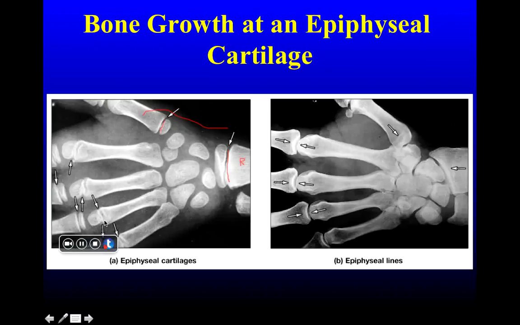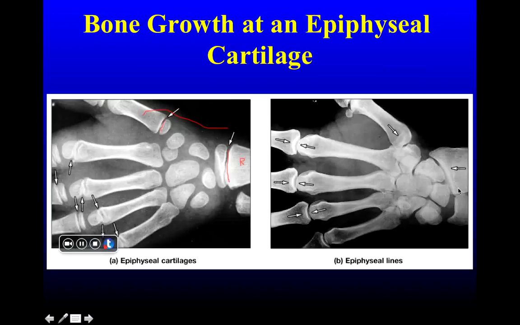But this is not an alarming x-ray, right? Even though it looks like there's a lot of fractures all around here. These aren't fractures. These are the epiphyseal cartilages. So this means that this bone is still growing. And look at the space between all the carpals. They're still growing.